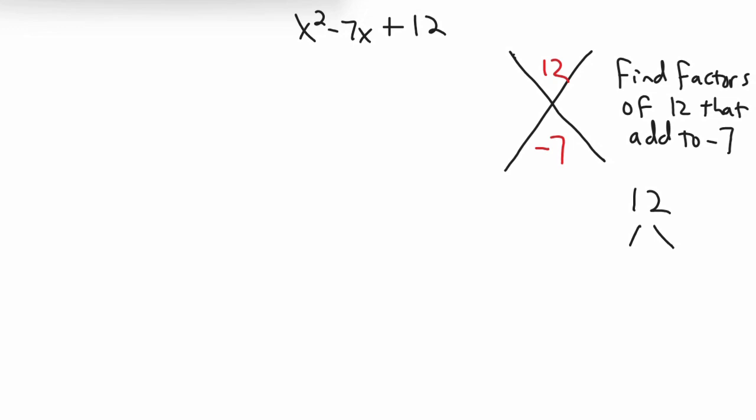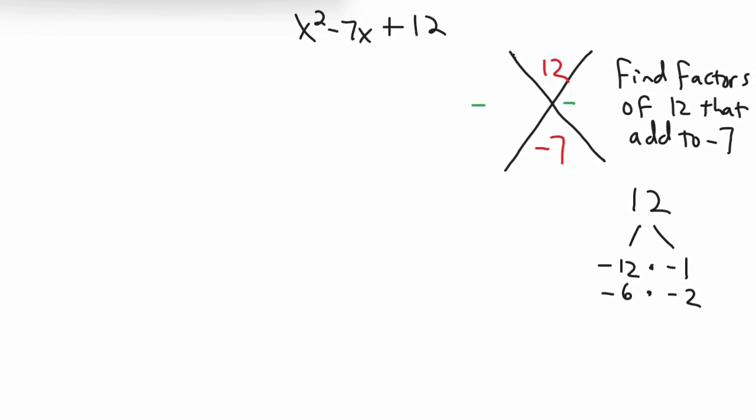So if you multiply two numbers together and it's a positive number, but the sum is negative, that means that both the numbers have to be negative. So we know that both of our numbers have to be negative for this one. So let's try negative 12 and negative 1. Negative 12 plus negative 1 is negative 13. That does not work.